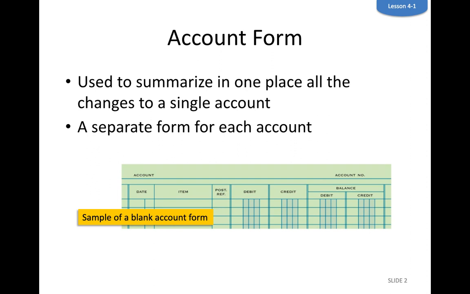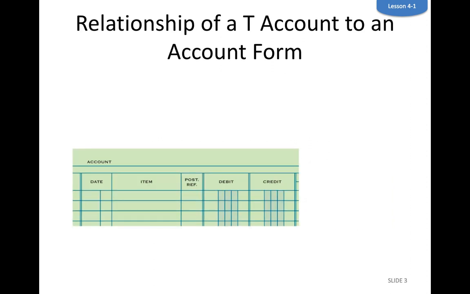You're going to be using something called an account form in this chapter, and it looks similar to a journal, but it is a little bit different. Each account, cash, supplies, prepaid insurance, accounts receivable, accounts payable, whatever, is going to have its own individual account form. So you're going to have a separate form for each account. Looking back to Chapter 2, it's really similar. It has its own T account, the debits and the credits.